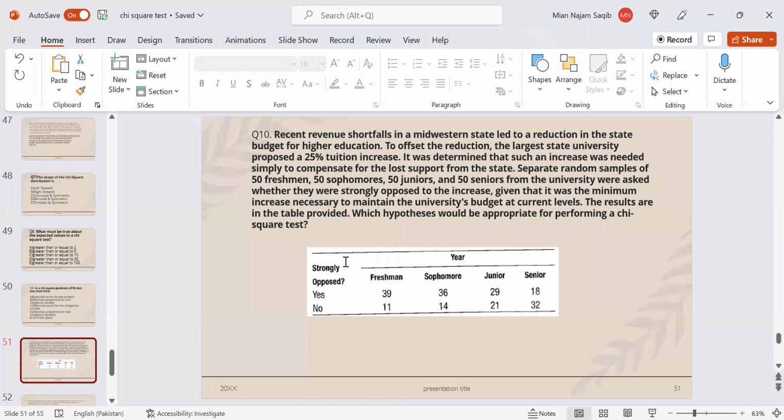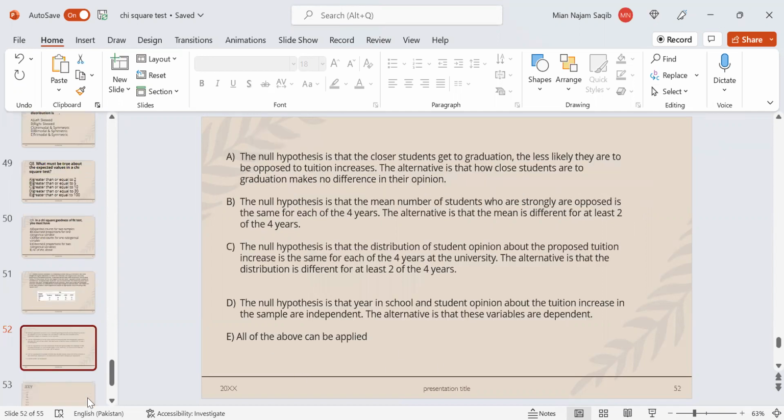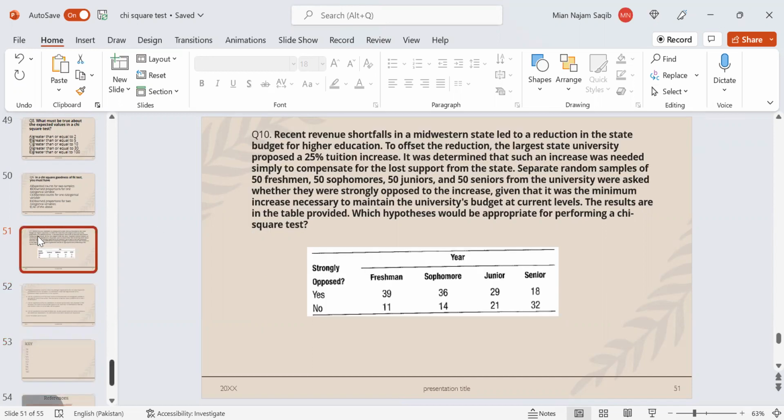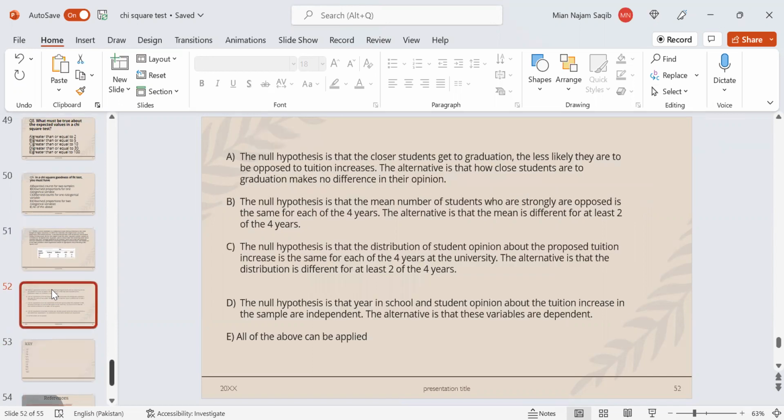Which hypotheses would be appropriate for performing the chi-square test? So this is the table, and it basically shows the number of freshmen, sophomores, juniors, and seniors per year who are strongly opposed. So you can see the yes number and the no number. The options are to see which hypothesis is appropriate for performing the chi-square test.